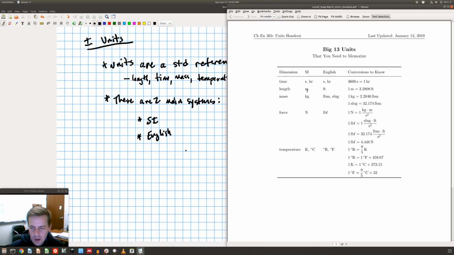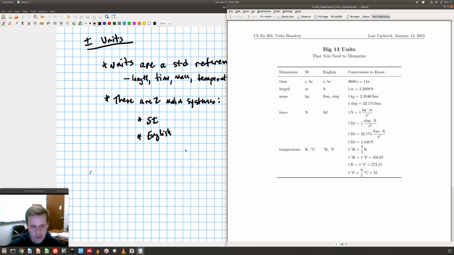All right, the difference between primary and secondary dimensions, but we'll talk about that in fluid mechanics if you ever take it from me. And here are the two different unit systems, SI and English, and you can see here seconds, hours, meters, feet, kilogram, pounds, slugs, etc., all the way down. All right, and here are the different unit conversions that you need to know, and you need to be able to do these unit conversions without looking up this worksheet.